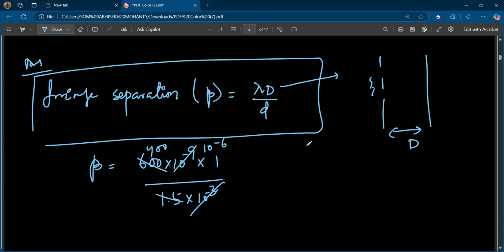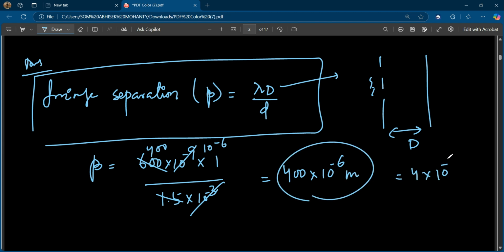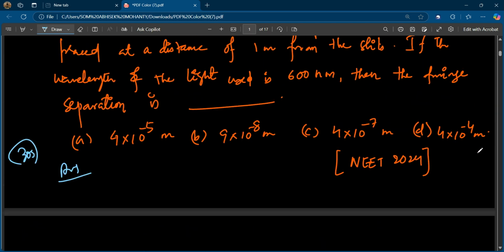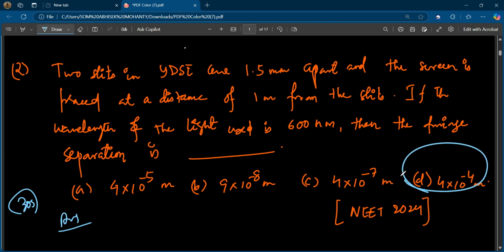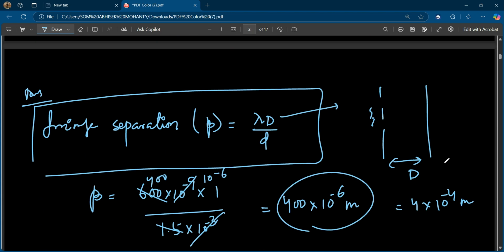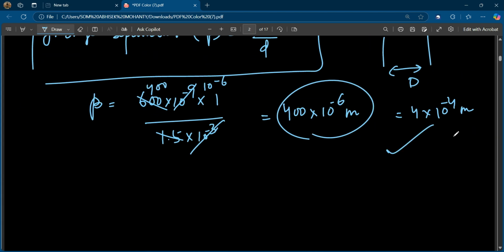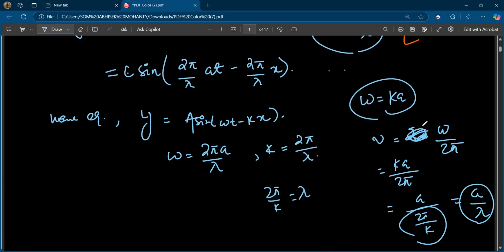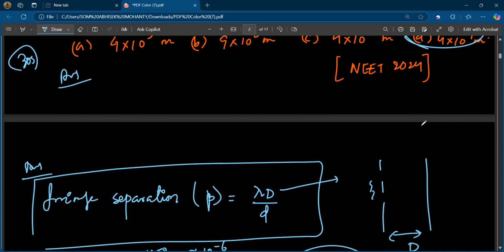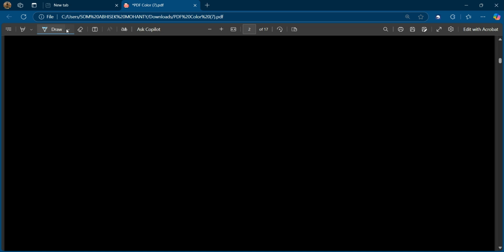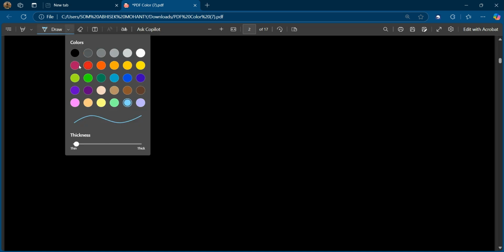So 400 into 10 to the... you have to fasten your calculations. So this is 4 into 10 to the minus 4 meter. Which option will it be again? Option D. Option D will be the correct answer. It's kind of a mixture of optics also. Yep, optics is also coming in this chapter of waves. Okay, easy question, easy pickings. Don't leave this in exam.